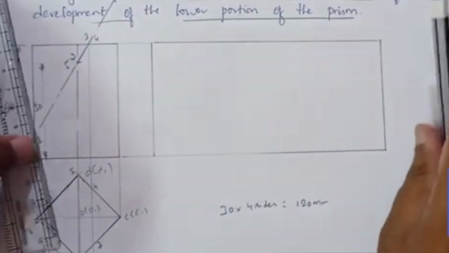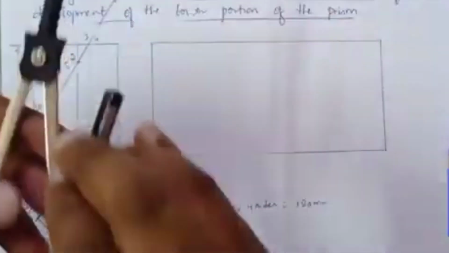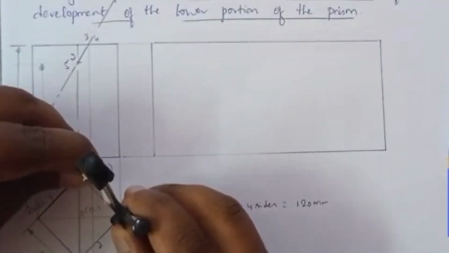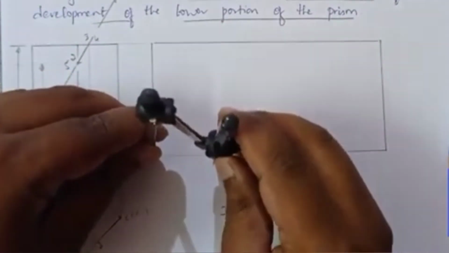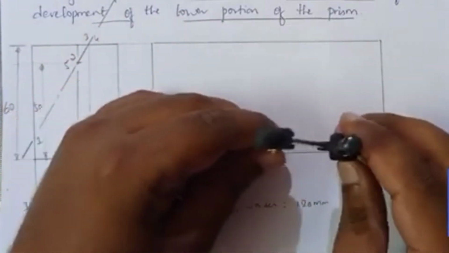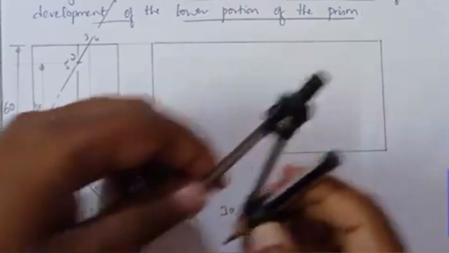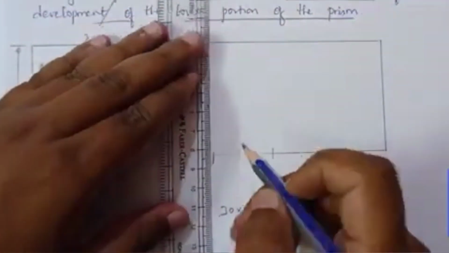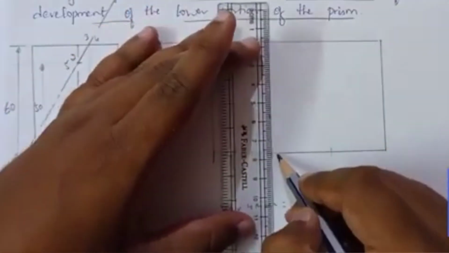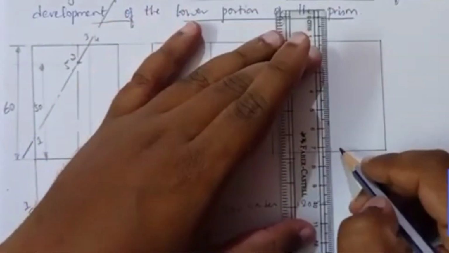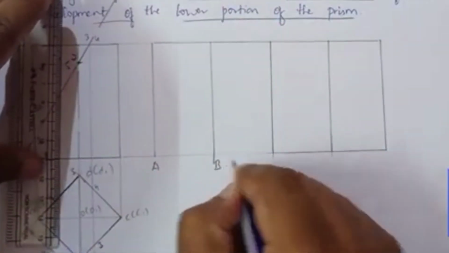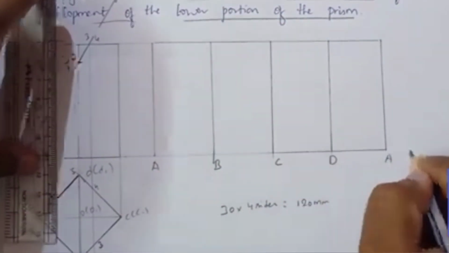Now take the compass, measure 30 mm from any one of the edges, and cut 4 arcs here, since it has 4 sides. Then draw vertical lines joining these points. These are the true lengths. You can mark capital A, B, C, D here.